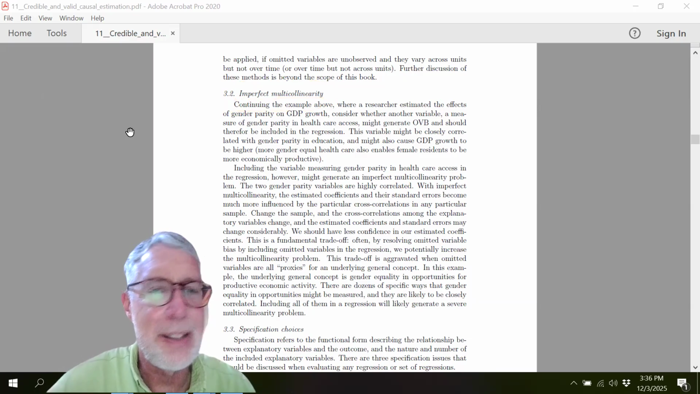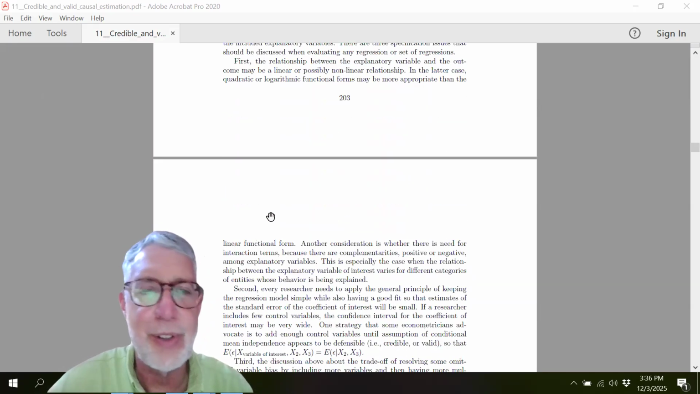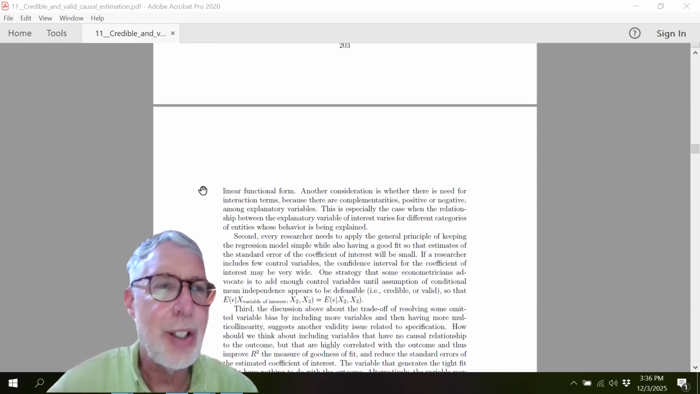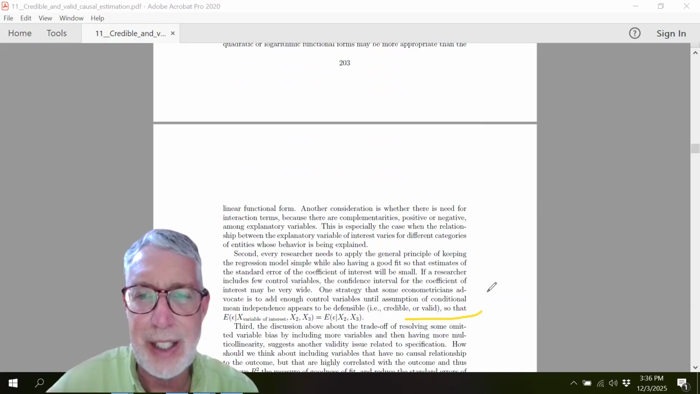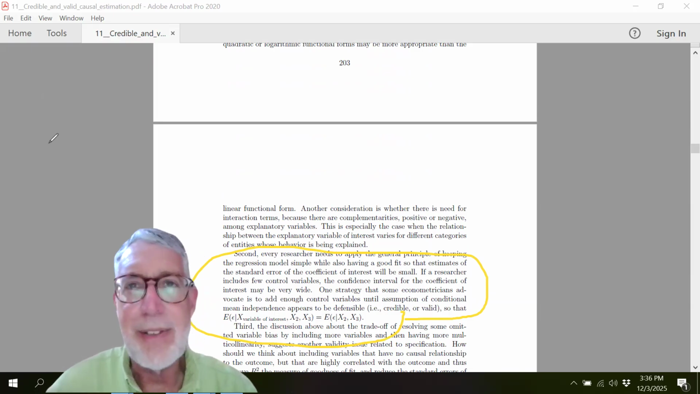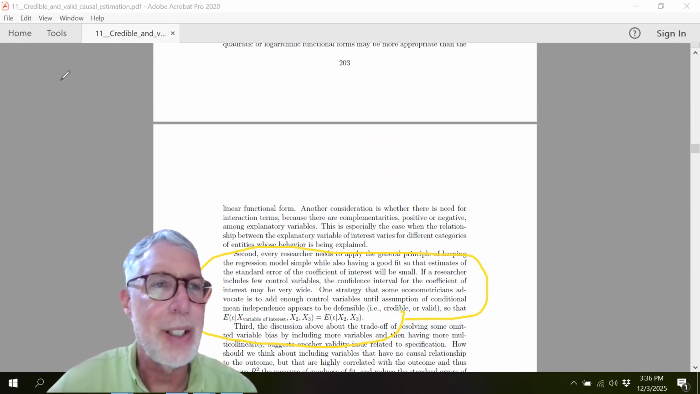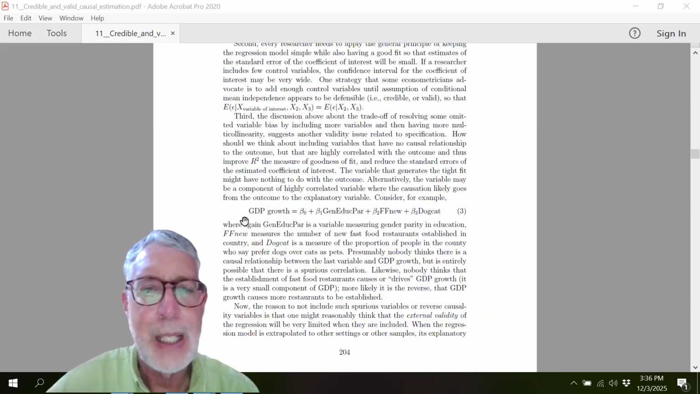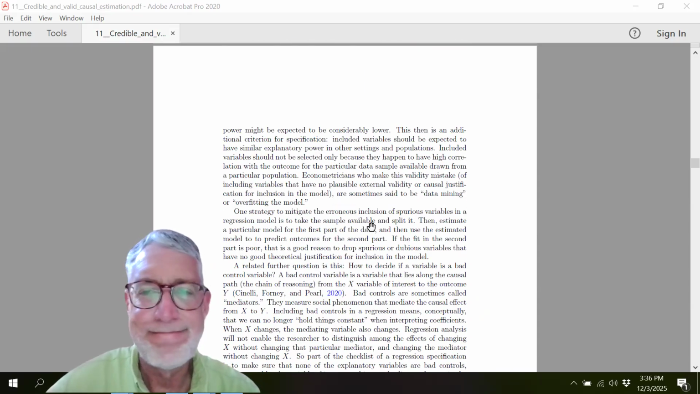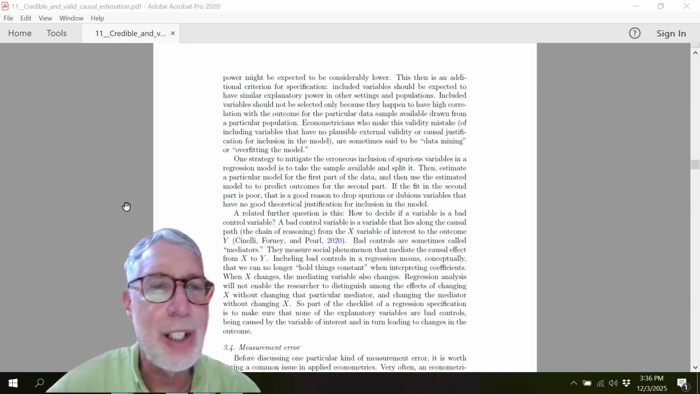We've talked in class about specification choices, functional form, and using interaction terms. Here's the discussion of conditional mean independence that I mentioned, and we have a separate video on this, and you should take a look at that video. So we'll continue going down here. I'll let you read all this stuff. A little discussion here about bad control variables, and I think that's pretty interesting.